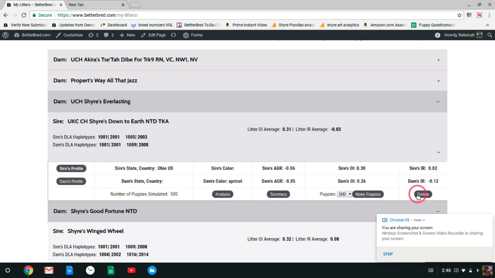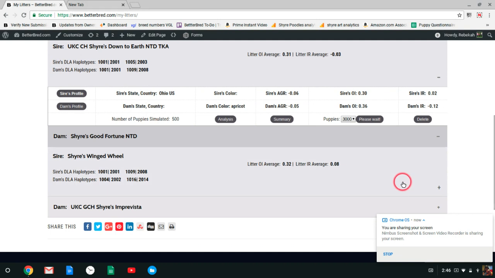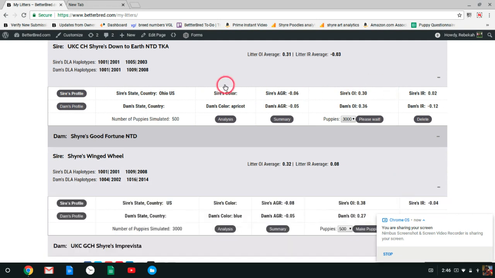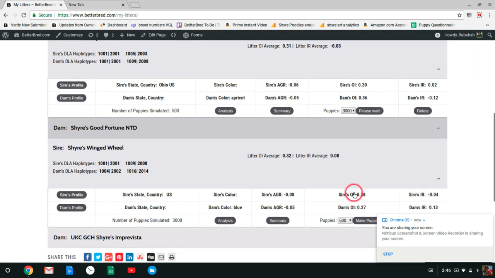So let's pull up this breeding and take a look. I believe I've only simulated 500 puppies, so let's simulate another 3,000 because why not? And then here, you can also look at your dam and sire's information. So dam Puka or Ever is 0.36, Wally is 0.3, and here Shire's Winged Wheel is 0.38, and my dam Puka is 0.27. I think she just recently dropped with our newest update.